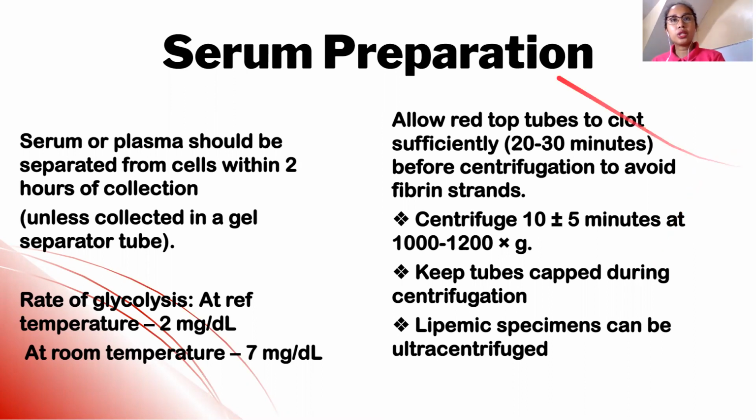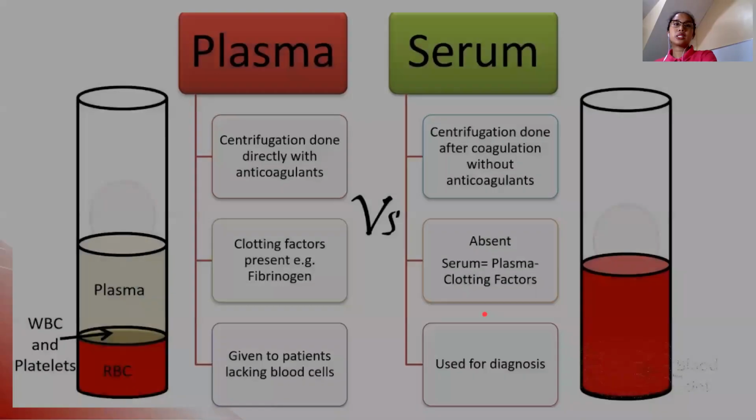So class, allow the red top tubes to clot sufficiently for 20 to 30 minutes. Usually, if it's a gold top, mabilis lang naman mag-clot. Centrifuge it for about 15 minutes. Keep tubes capped during centrifugation. Lipemic specimen could be ultracentrifuged.